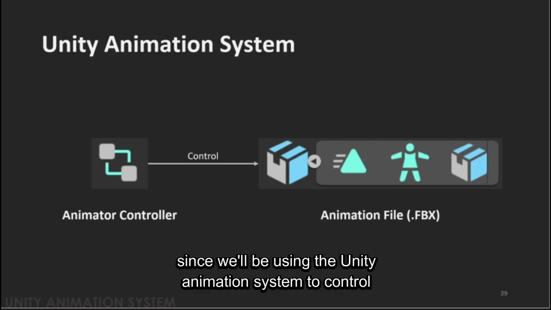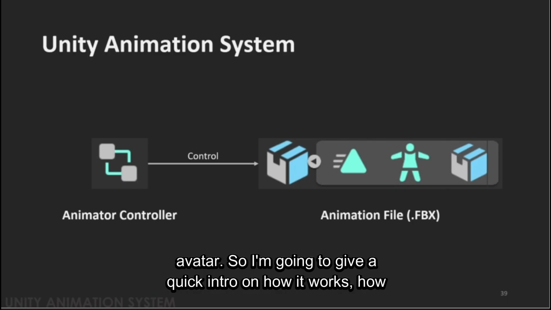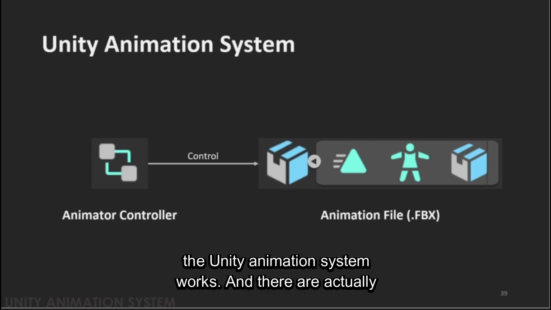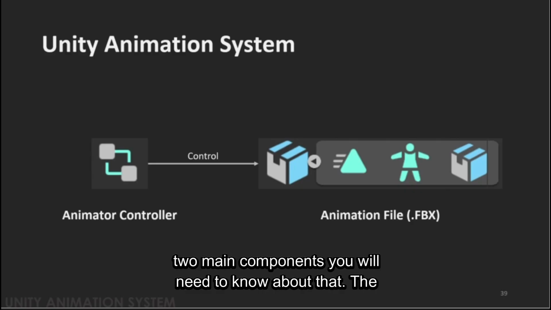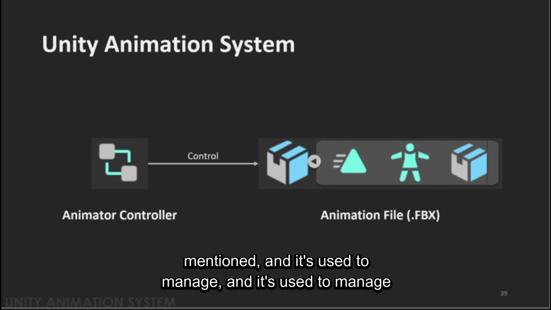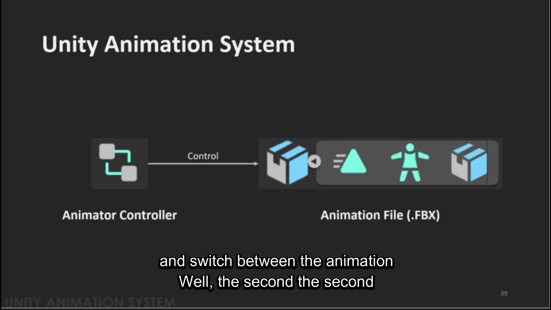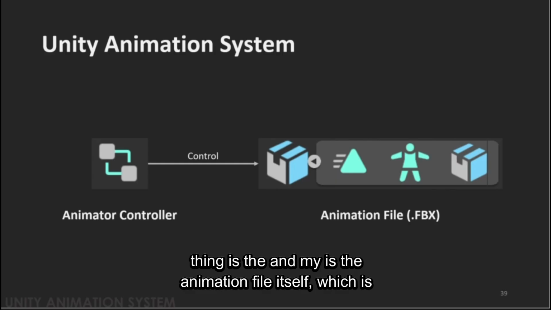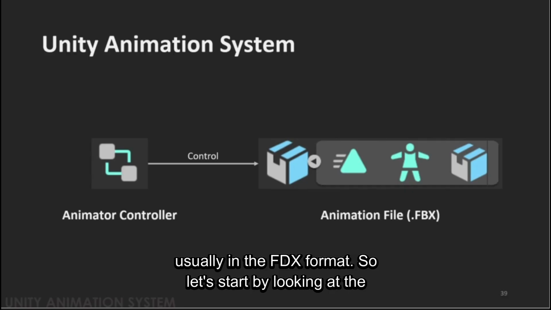Okay, since we'll be using the Unity animation system to control the avatar, I'm going to give a quick intro on how the Unity animation system works. There are two main components we will need to know about. The first one is the animator controller, which we just mentioned, and it's used to manage and switch between the animations. The second is the animation file itself, which is usually in the FBX format.